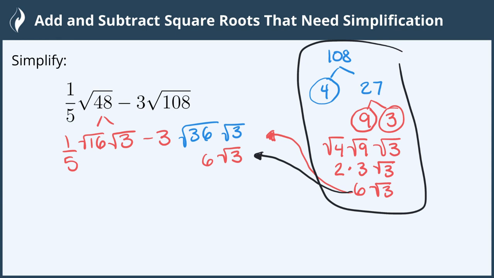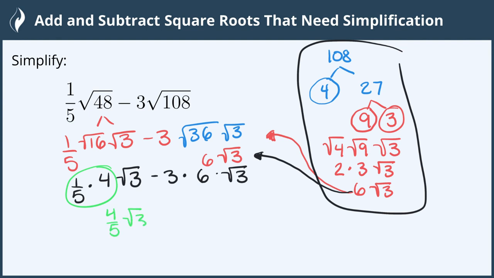Now that we have this, I have 1/5 times the square root of 16 is 4, and the square root of 3 doesn't simplify, so I keep it, minus 3 times, and we've already found the square root of 36 is 6, and we still have the square root of 3. Now we can combine, and 1/5 times 4 makes 4/5 square root of 3 minus 3 times 6 is 18 square roots of 3. Now that these have the exact same radical makeup, we can go ahead and add and subtract those.